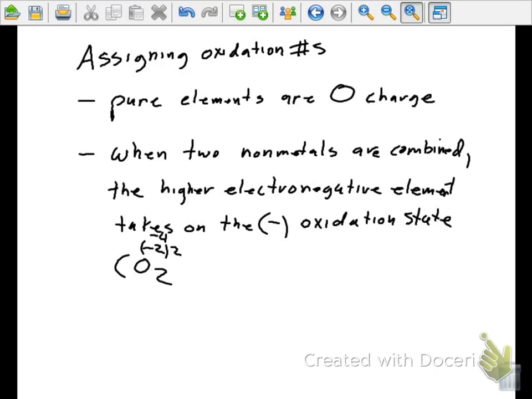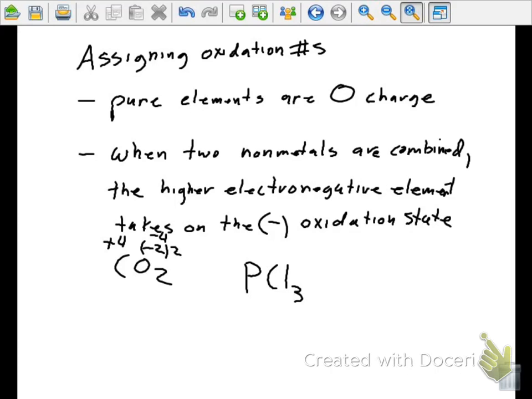What is carbon going to be? +4. Right? We still have to use our rules. They still have to balance out to 0. So carbon is a +4. Is +4 a possibility for carbon? Yes. So now these other numbers are going to come into focus. Some of these other numbers we work with are going to come into play when we start doing this rule.